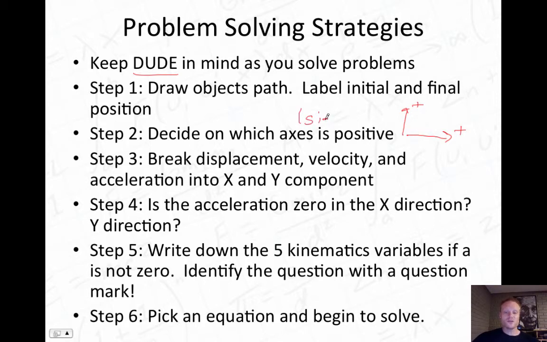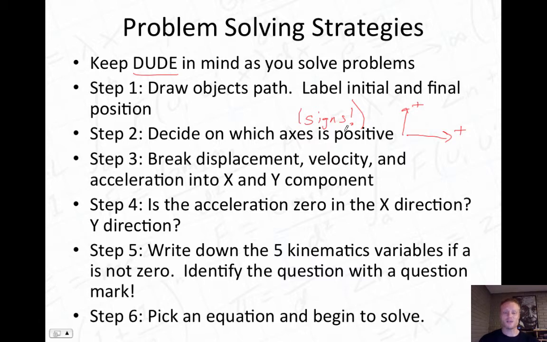Signs are huge in these problems, so do not forget your signs. I'm going to stress that you put a positive in front of positive numbers and a negative in front of negative numbers. I think that's a really good way to help yourself not forget the signs. If you put a sign in front of every number, you get into the habit of doing that. Step 3, break displacement, velocity, and acceleration into x and y components. Remember, those are all vectors, so they can be broken into components, and we talked about that in a previous lesson.